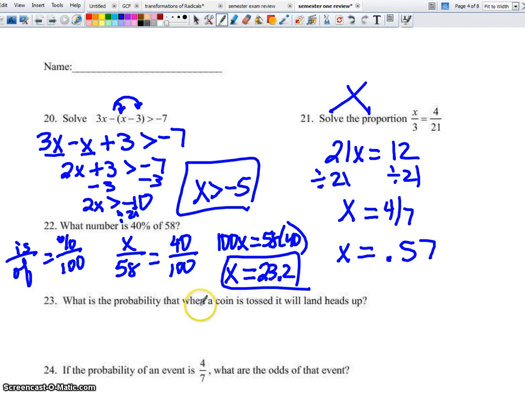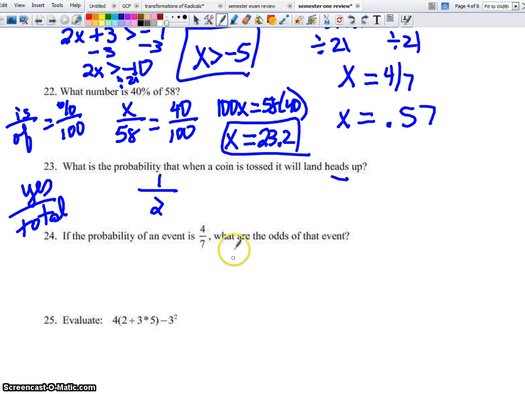What is the probability that when a coin is tossed, it's going to land heads up? Probability is yes over total. Well, how many sides of that coin is going to be heads up? There's only one. Over how many total sides are there on the coin? 2. So the probability is 1/2, or 1 out of 2.